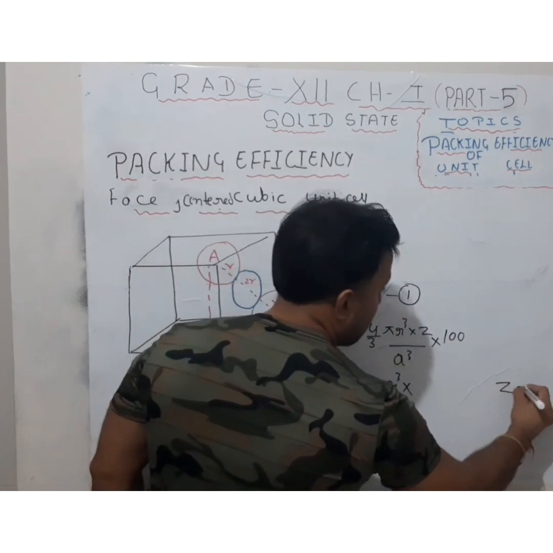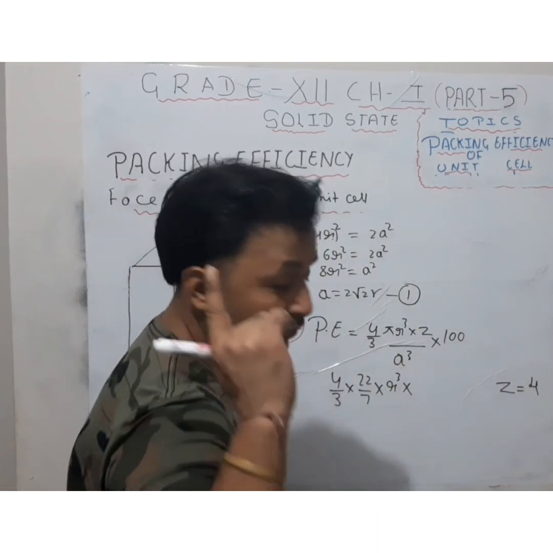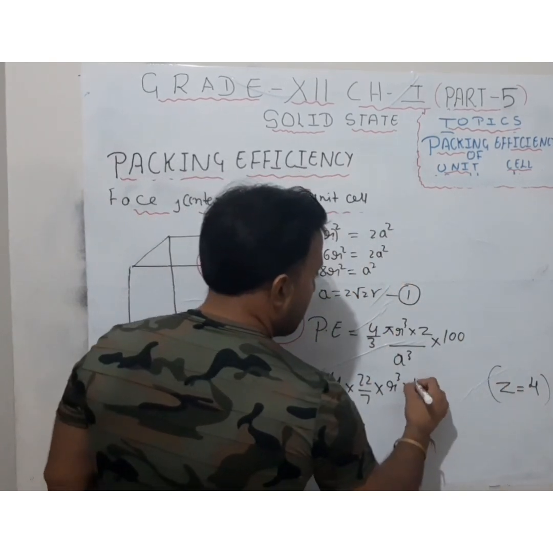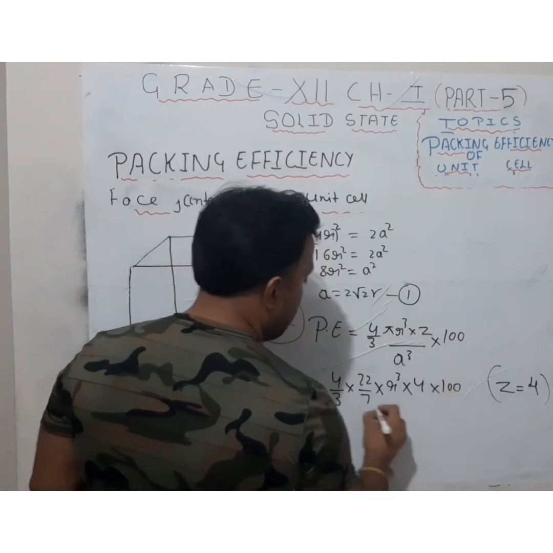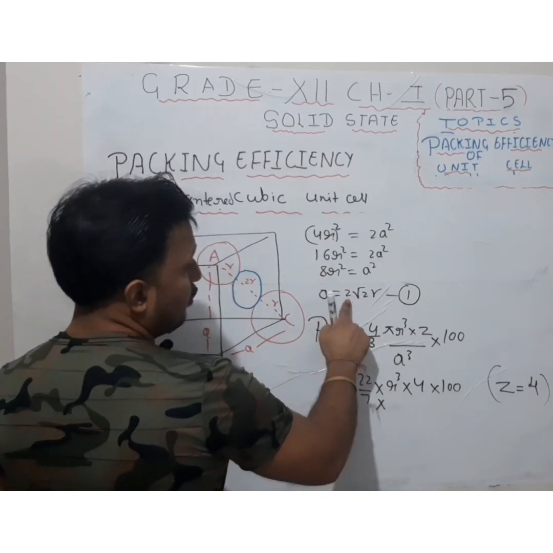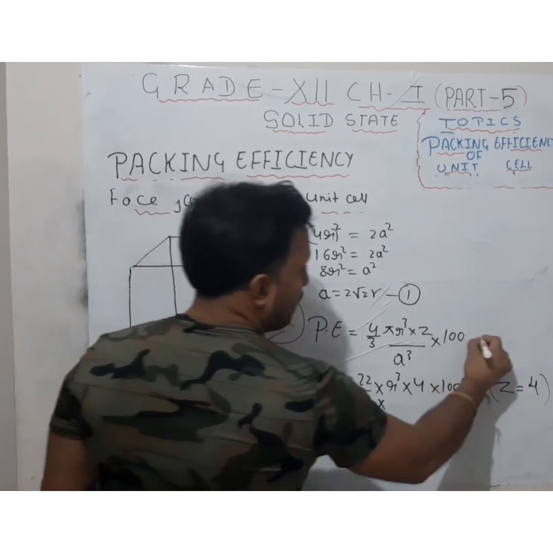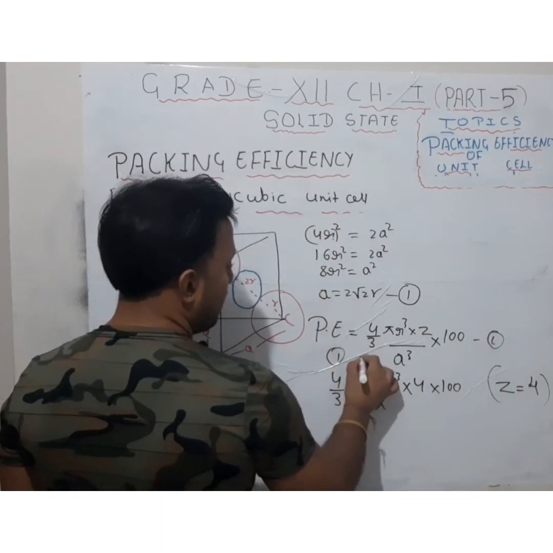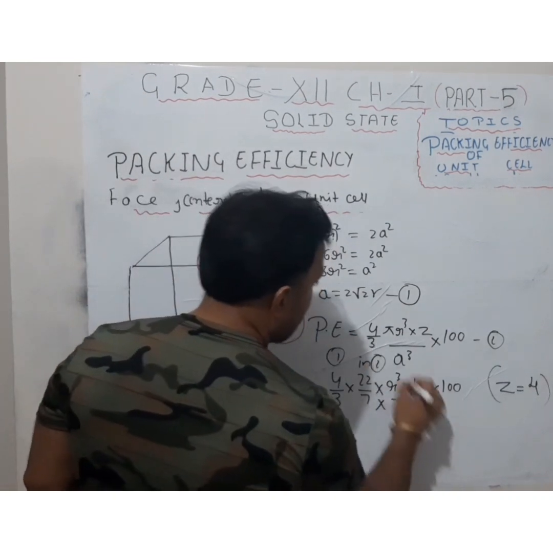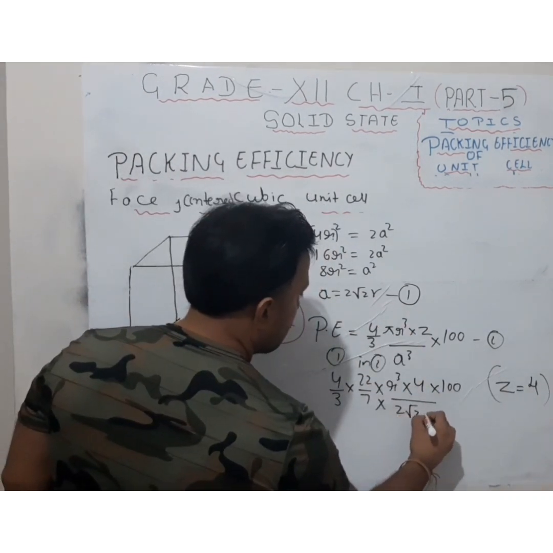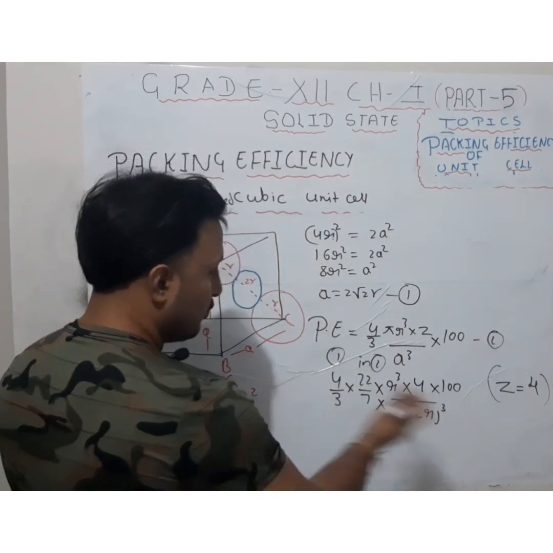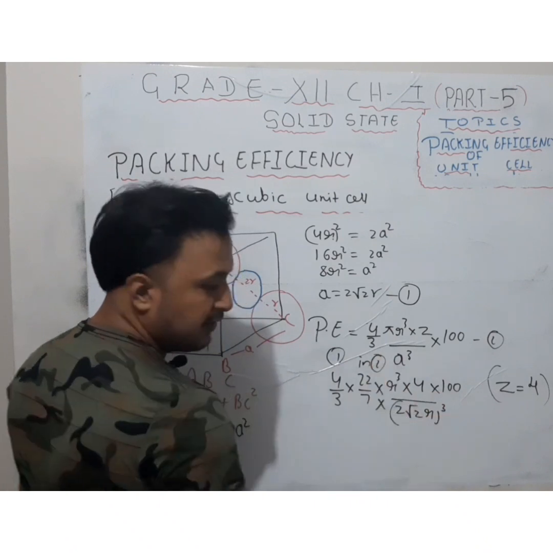Now the value of z in case of FCC was 4, we have done it in the previous videos, that is z is equivalent to 4. So we will put the value of z as 4, then multiply by 100. Now this time in place of a, we will use the value 2 root 2 r. Okay. So suppose this was equation number 2. So in place of a, you will write 2 root 2 r whole cube. Okay. Now we have to cancel all the values, r cube will be cancelled with r cube.